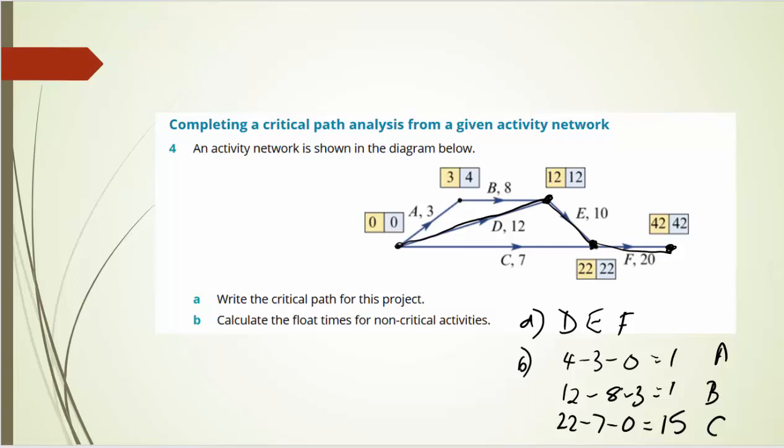Remember, it's the blue box minus the duration minus the yellow box at the front of the activity. So 4 minus 3 minus nothing is 1 for A. B is going to be 12 less 8 less 3, which is also 1. And finally, activity C will be 22 minus 7 minus 0, which is 15. Those are the float times for the non-critical activities.